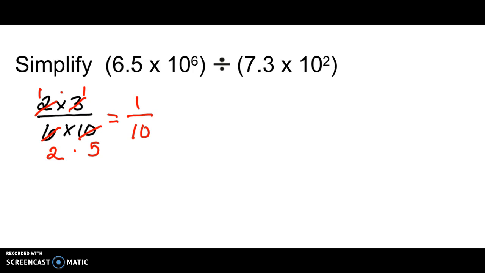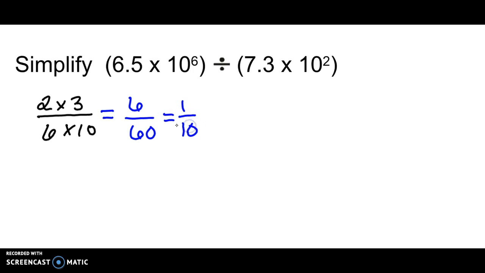If I go back and multiply straight across, I get 2 times 3 is 6, and 6 times 10 is 60, and that reduces to 1/10, which is what we originally had. Remembering that, you can simplify using the fraction bar.